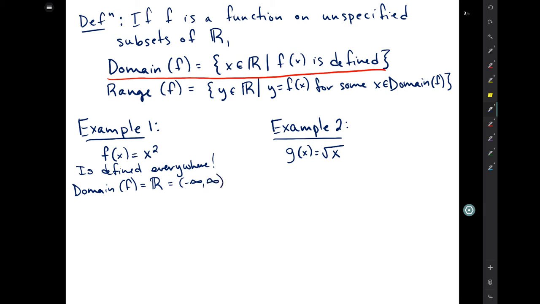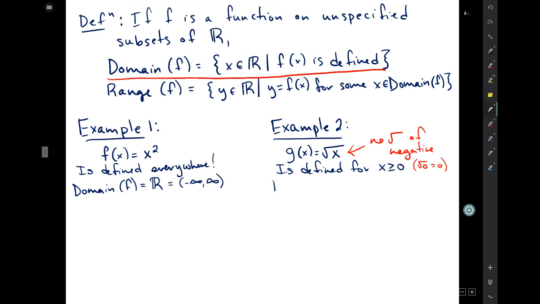On the other hand, if I look at this function g, I remember that you cannot take the square root of a negative number. So if I look at g and I say, well, where is it defined? It's defined for x greater than or equal to 0. So remember, the square root of 0 is just 0. So 0 works fine. It's just negative numbers that don't work.